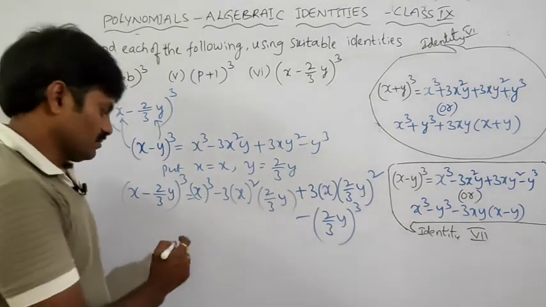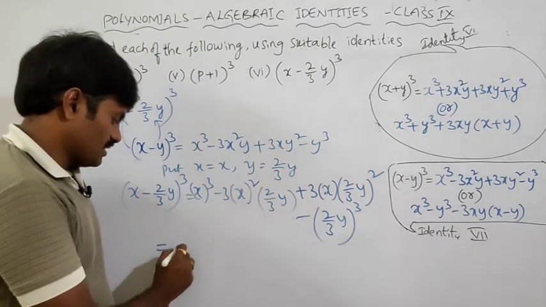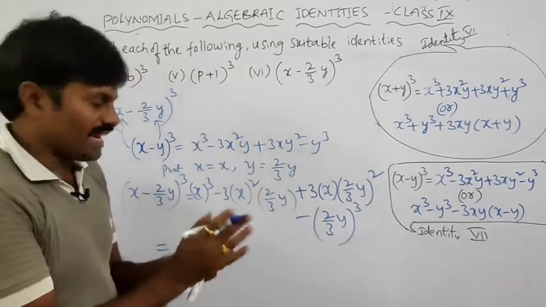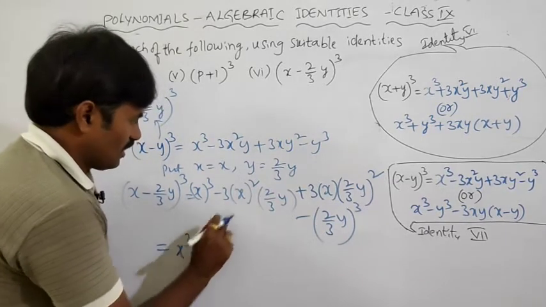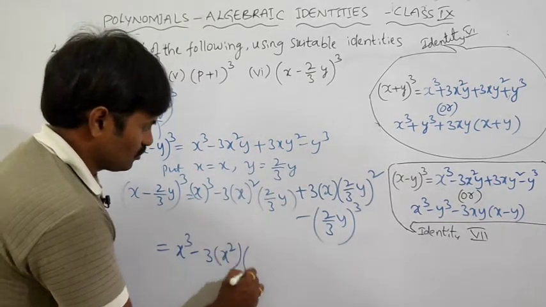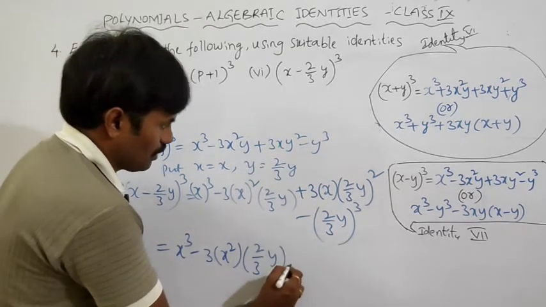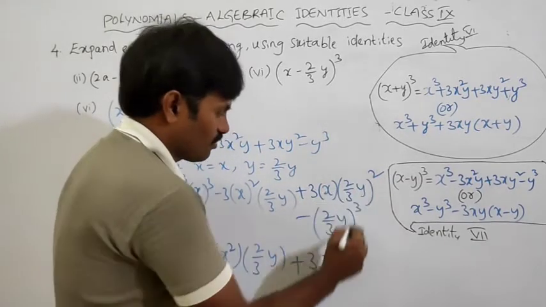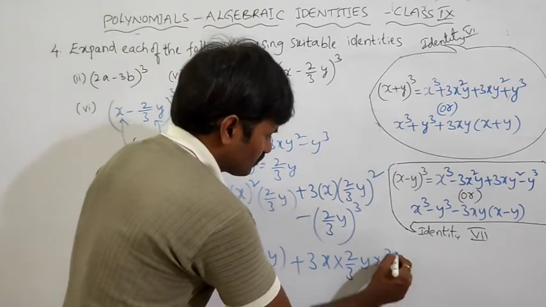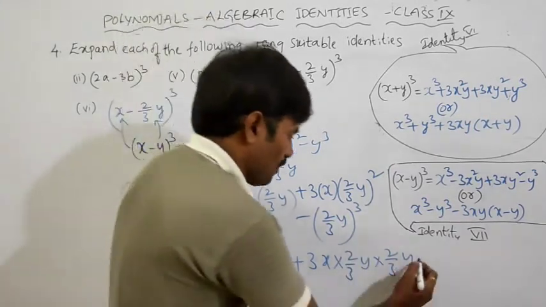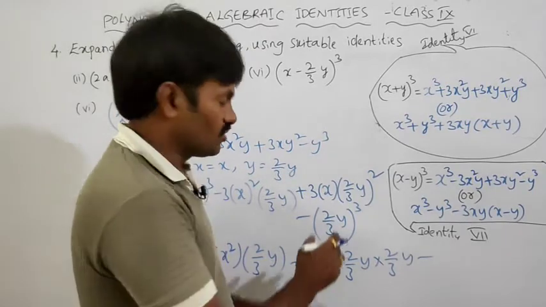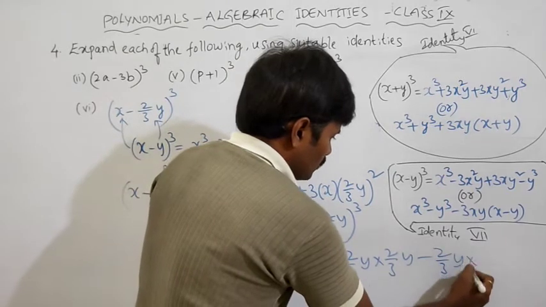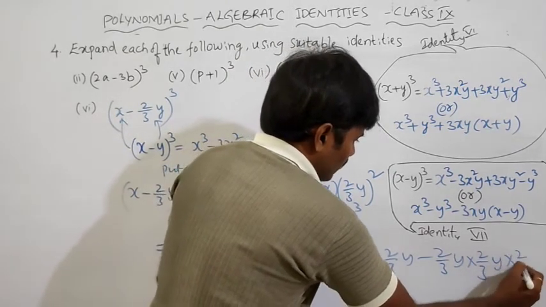See, now simplification. x cube as it is, because x into x into x is x cube itself. Now first we have to simplify the brackets: 3 into x square, value x square itself, into 2 by 3y. Okay, plus next 3 into x, 3x into (2 by 3y) whole square, which is 2 by 3y into 2 by 3y. Am I correct? Yes, minus (2 by 3y) whole cube means you have to multiply 2 by 3y by itself 3 times. So 2 by 3y into 2 by 3y into 2 by 3y.